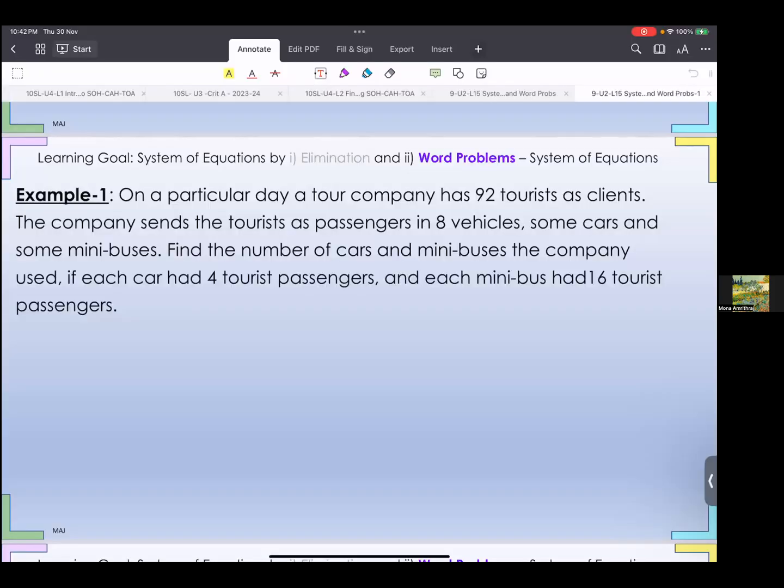Hi, welcome. We are looking at word problems and specifically using systems of equations.